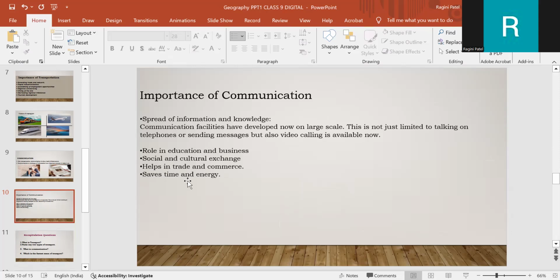Communication is very important in modern life. It helps in spreading information and knowledge, education and online learning for students, business and trade, social and cultural exchange, saving time and energy. Today, communication connects the entire world. Modern communication facilities. Earlier, communication was limited to letters and telephones, but now we use mobile phones, internet, emails, video calling. These facilities have made communication fast and easy.